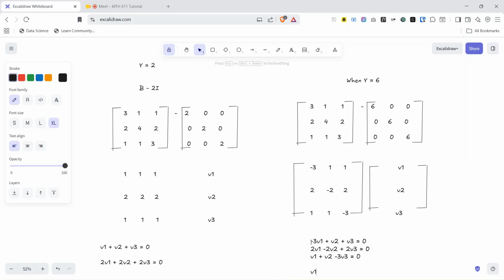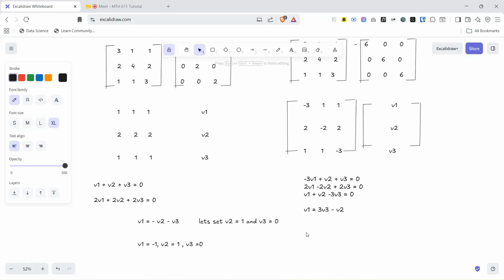Our V1 here equals minus V2 plus 3V3, or 3V3 minus V2. So we have our V1 here. Let's plug this V1 into any of the equations. Let's plug it into equation 1 and equation 2 rather.